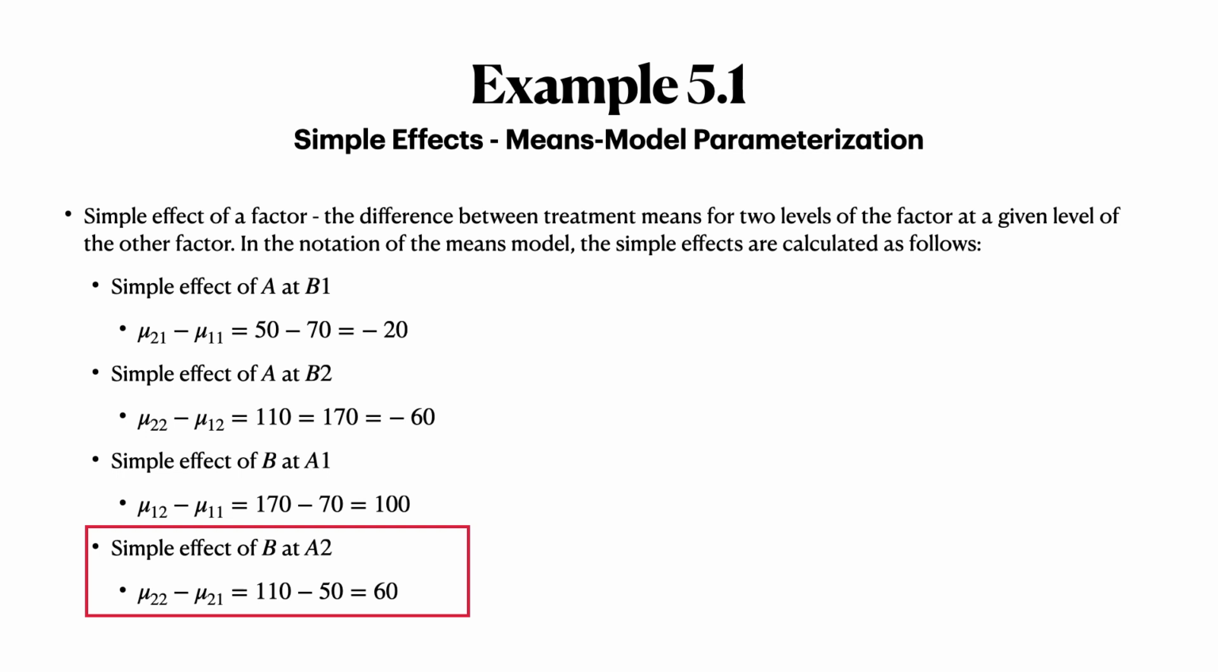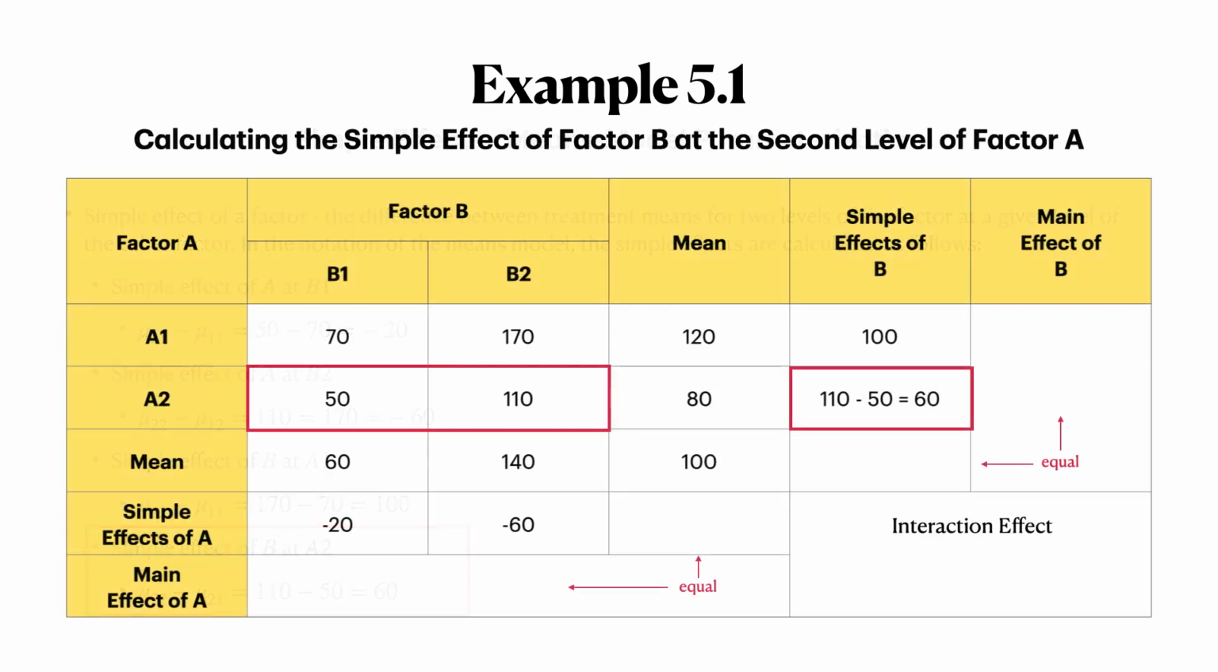And then finally, the fourth simple effect, the simple effect of B at the second level of A. That's defined to be mu22 minus mu21, 110 minus 50, which is 60. We see this in the table. We're taking the difference between the treatment means in the second row of the table and placing that value in the column labeled simple effects of B, and so that's going to be 110 minus 50, or 60. So the table gives us not only a convenient way to organize the treatment means, but when expanded like this, it also gives us a way to organize our work, the calculations of various means and effects.